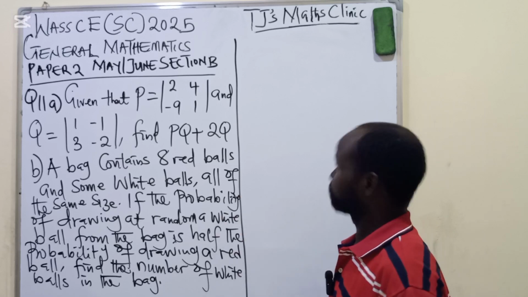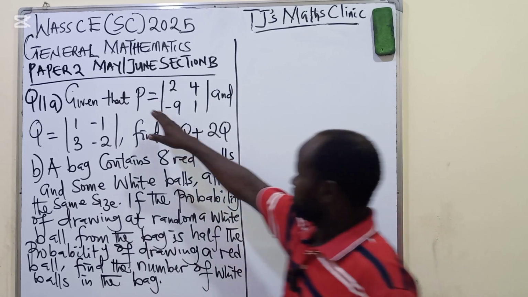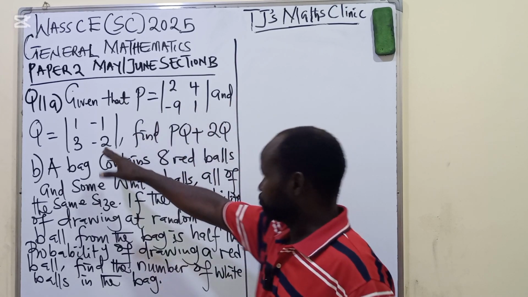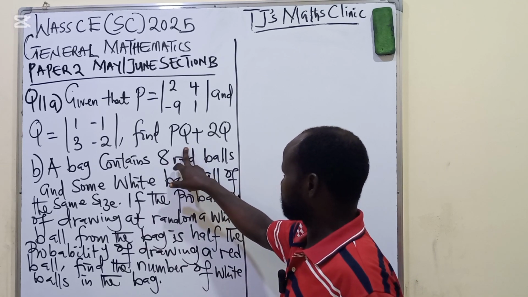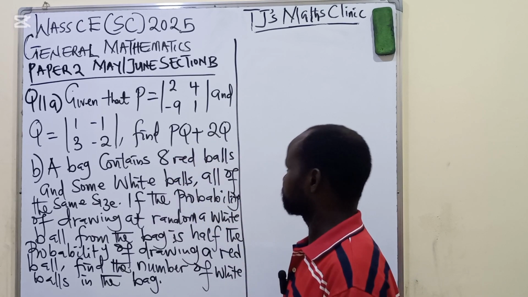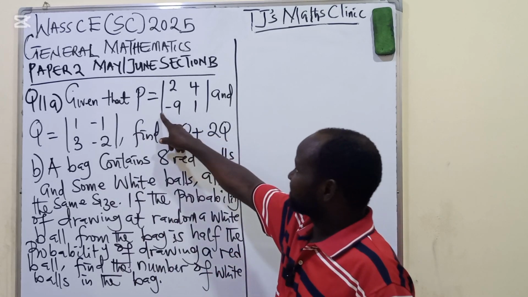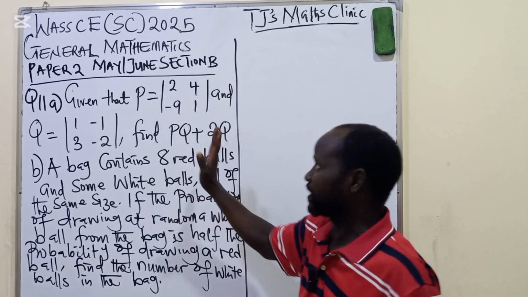Let's consider this question. Question A, given that P is given as this 2 by 2 matrix and Q still 2 by 2 matrix. We are asked to find P multiplied by Q plus 2 times Q. This is how the question was. Most people mistake this for determinant. This is not determinant, rather this is a 2 by 2 matrix.